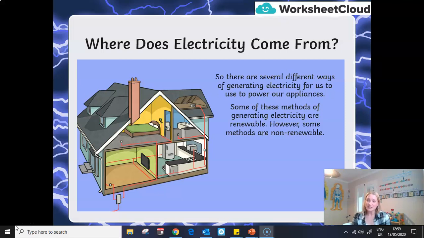But just so you know, most of our electricity in South Africa still comes from burning fossil fuels. And although they are non-renewable, and although they do produce some nasty gases that go up into our atmosphere, they are also relatively cheap. And that makes electricity affordable for houses. So again, remember there are always advantages and disadvantages to every method.